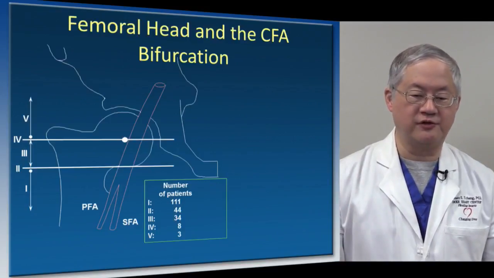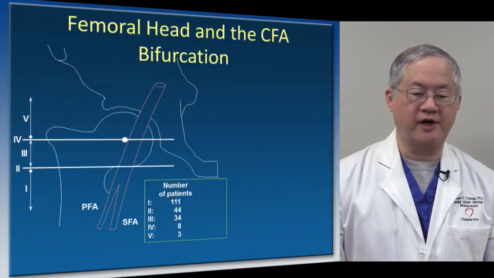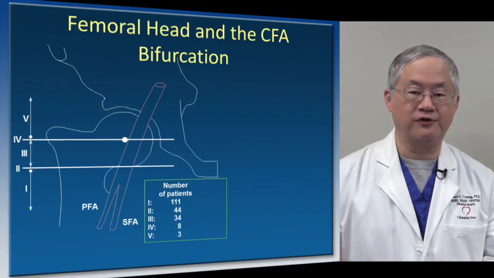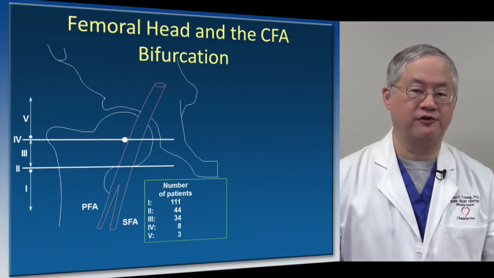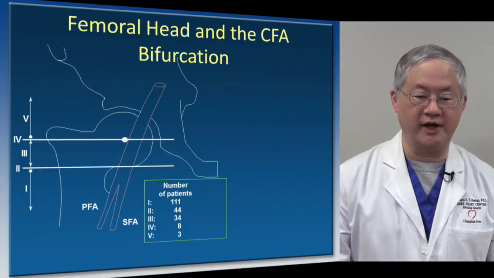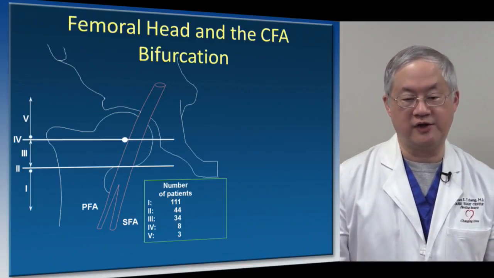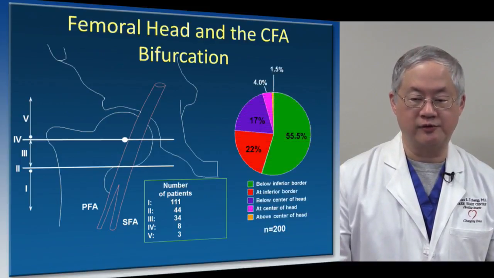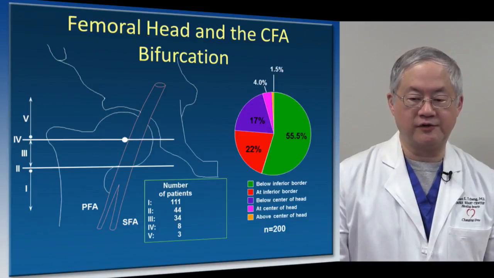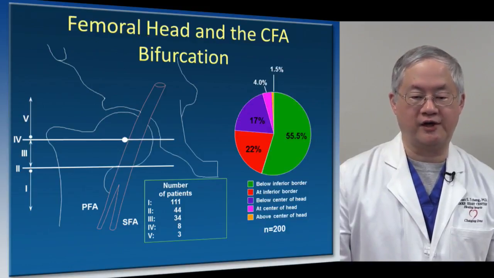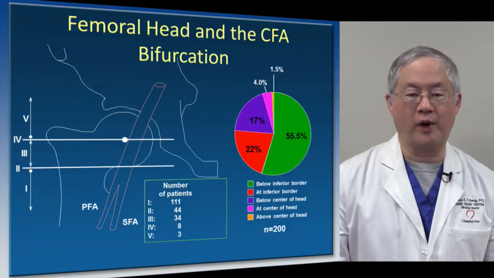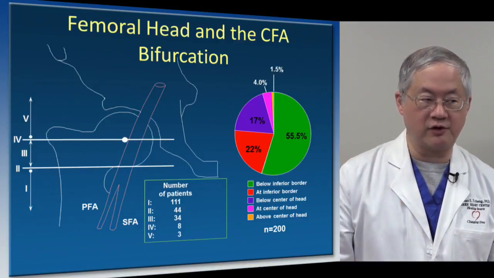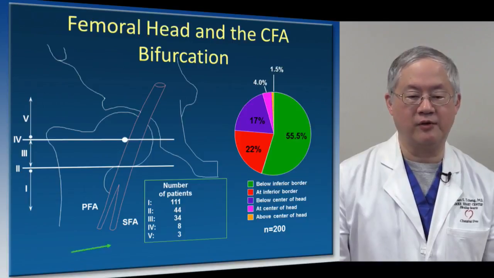The next question is, where is the bifurcation of the profunda and the superficial, and why does that matter? Well, it turns out that the profunda needs to be considered to be the left main of the leg, and so I would suggest to you that you really want to try to avoid the profunda femoris if at all possible. This is a survey that was done of 200 consecutive patients asking the question, where does the bifurcation of the profunda and the superficial femoral occur relative to the common femoral artery?